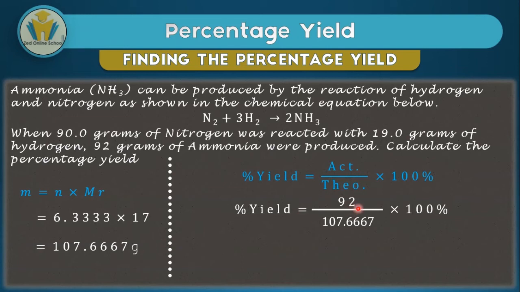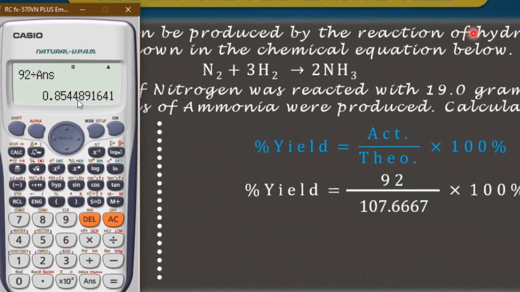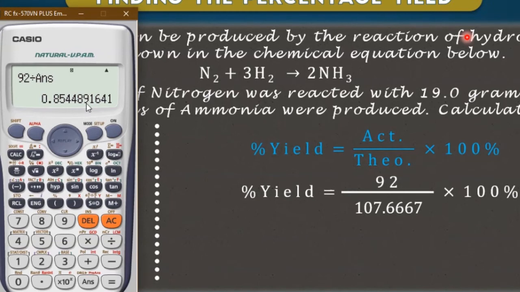We simplify this fraction using a calculator. I still have my answer there, so I'm just going to say divided by answer, and I have 0.854489. And as you can see, we'll be multiplying by 100, so this decimal point will just move 2 times towards our right.